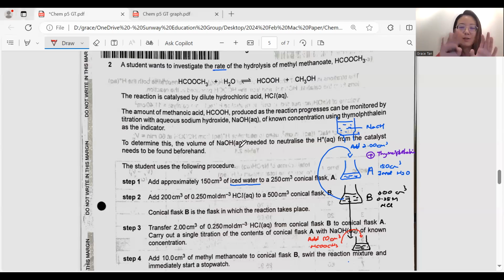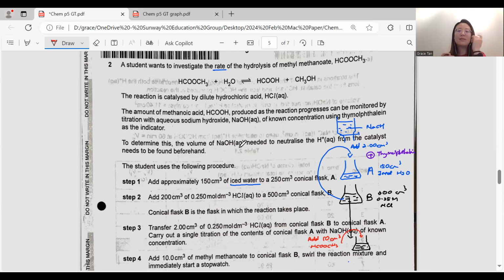So just to give you a little more information on what happened when I solved this paper the first time. The amount of methanoic acid produced can be monitored by titration with NaOH of a known concentration, and we use thymolphthalein as the indicator. To determine this, the volume of NaOH needed to neutralize the H+ from the catalyst needs to be found beforehand. Then I thought, oh yeah, the catalyst HCl can also react with the NaOH.